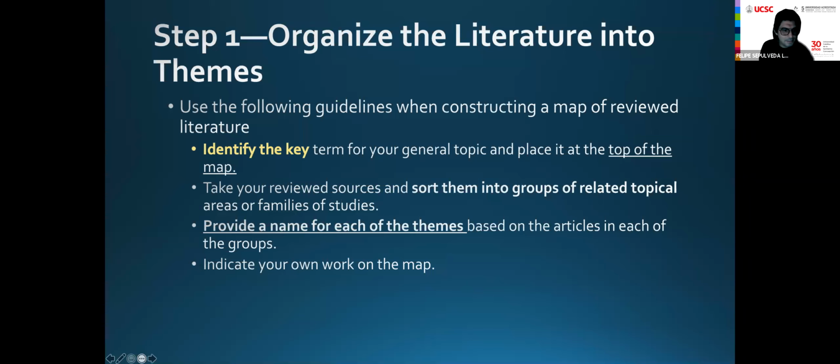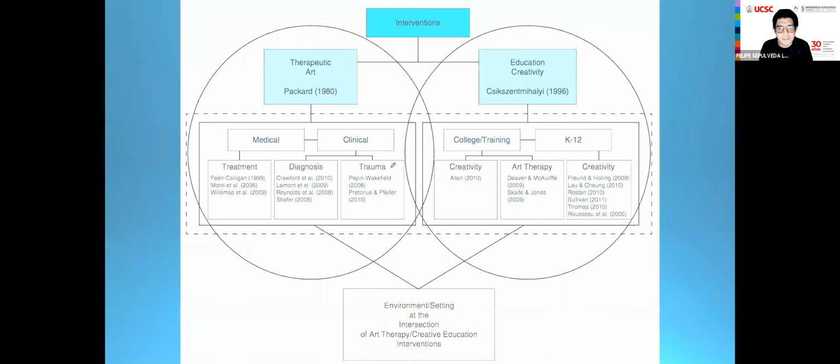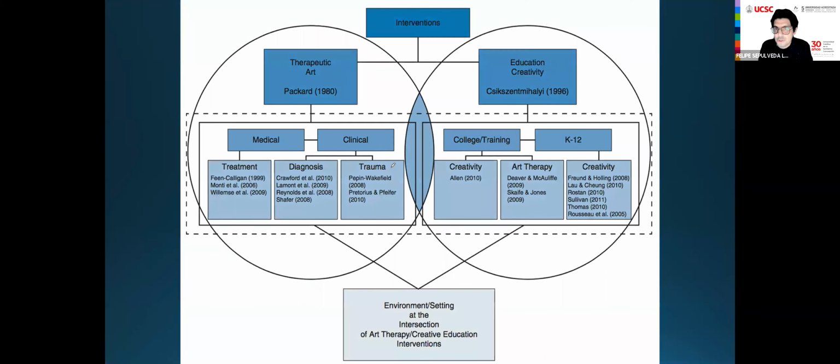Here's another example of a literature map. This one is about interventions and related with these two different areas, therapeutic arts and education creativity. These are the main authors that develop these two types of interventions, and they compare and contrast those different approaches to these interventions.